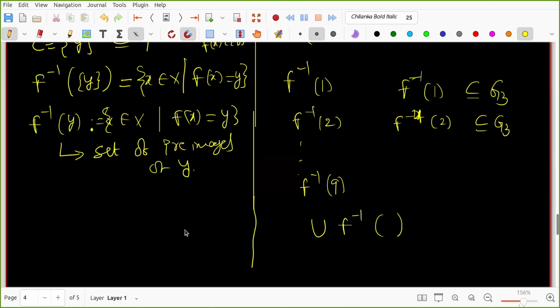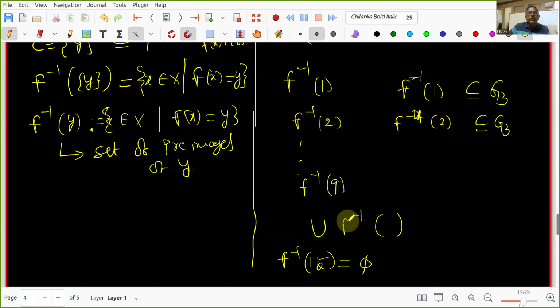What is F inverse of 15? Remember, my codomain was natural numbers. I can ask you F inverse of anything. I'm asking what is F inverse of 15? Arpit? So it is an empty set. Say empty set. Okay, thank you.